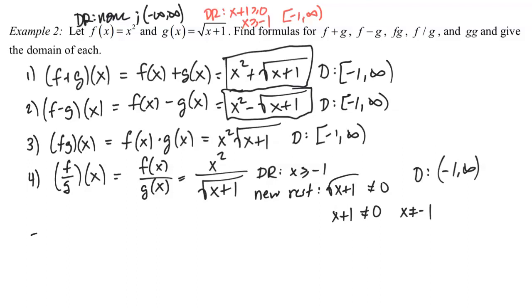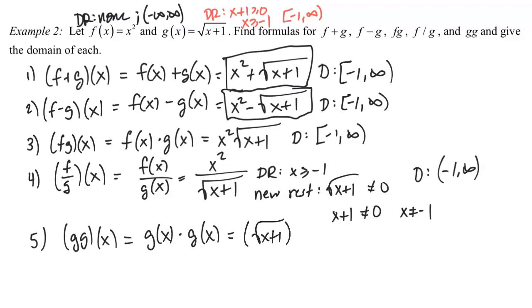And then fifth and finally, we want to do g times g. So sort of a goofy looking thing here, but g times g of x, which we know is going to just be g of x times g of x. And so this is going to be the square root of x plus 1 multiplied by the square root of x plus 1. And I know that whenever I multiply radicals together that have the same radicands, essentially the radical just drops off. And so this is just going to simplify to x plus 1.